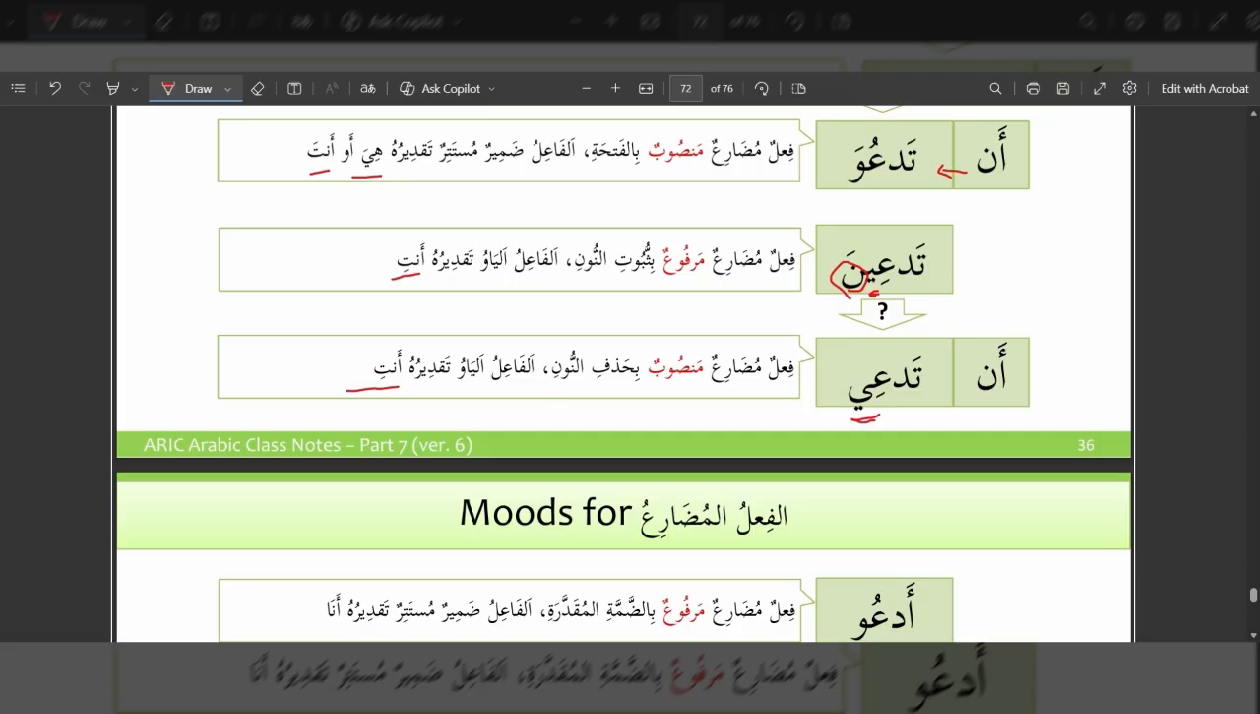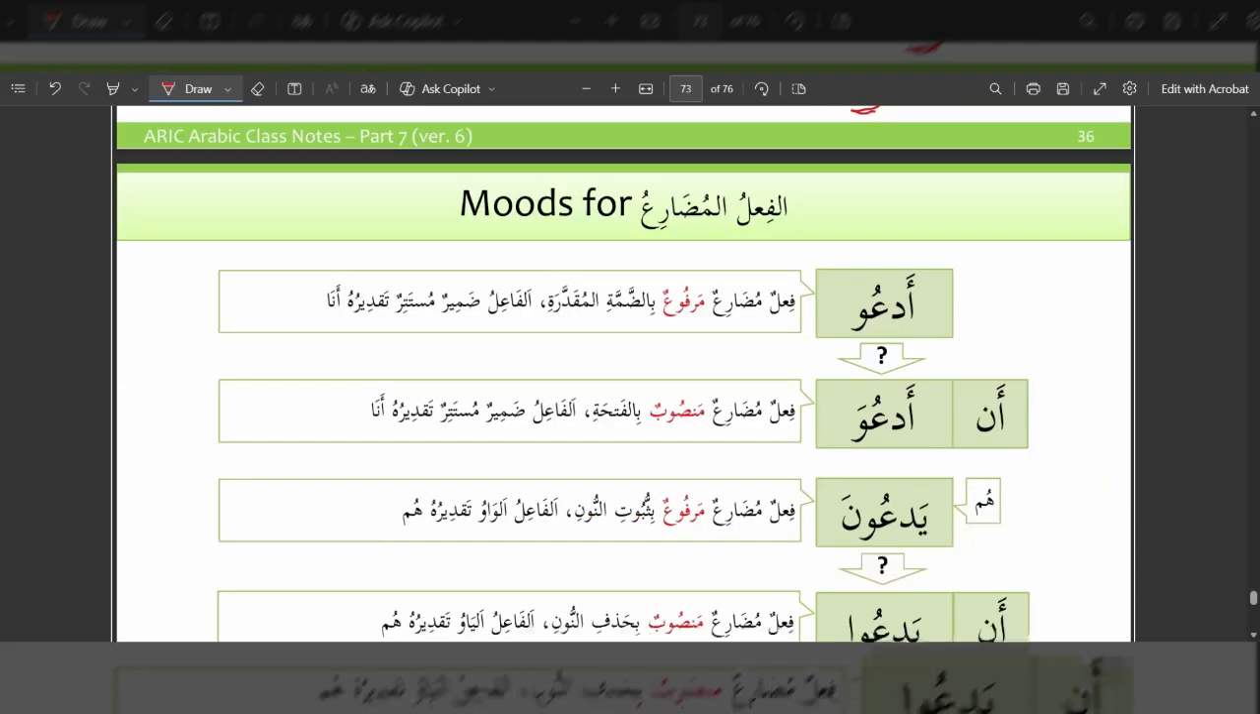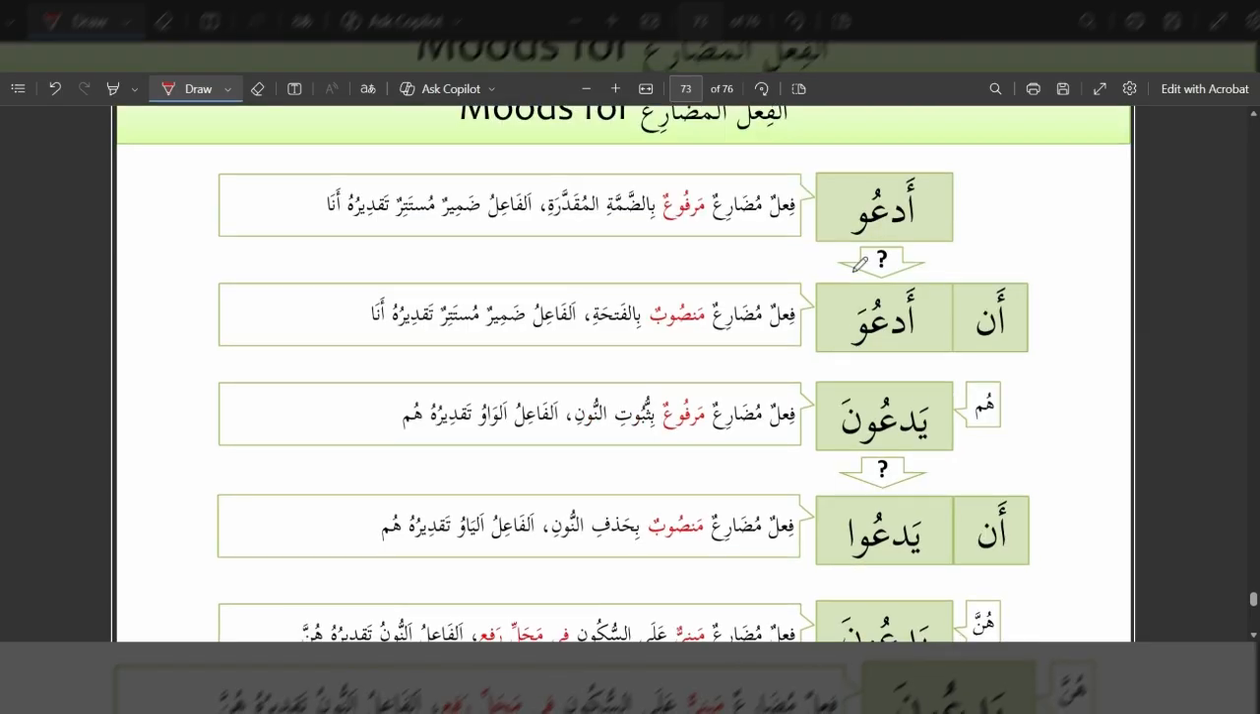Pronoun, sorry, it's the pronoun anti. Then when we come to ad'u, which is I call, this is فعل مضارع مرفوع بالضمة المقدرة. That is present tense in the marfu form with a hidden dhamma. The fa'il, the doer here is ضمير مستتر تقديره أنا. Hidden pronoun, attached pronoun I, أنا.